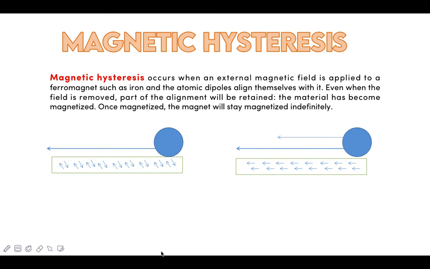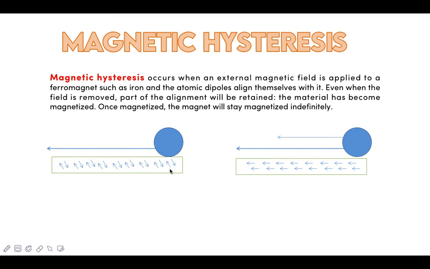So, magnetic hysteresis. Magnetic hysteresis occurs when an external magnetic field is applied to a ferromagnet such as iron and the atomic dipoles align themselves with it. Even when the field is removed, part of the alignment will be retained. The material has become magnetized. It will stay magnetized for a long time, though it will return to normal some days or months later, because this is not a permanent magnet.